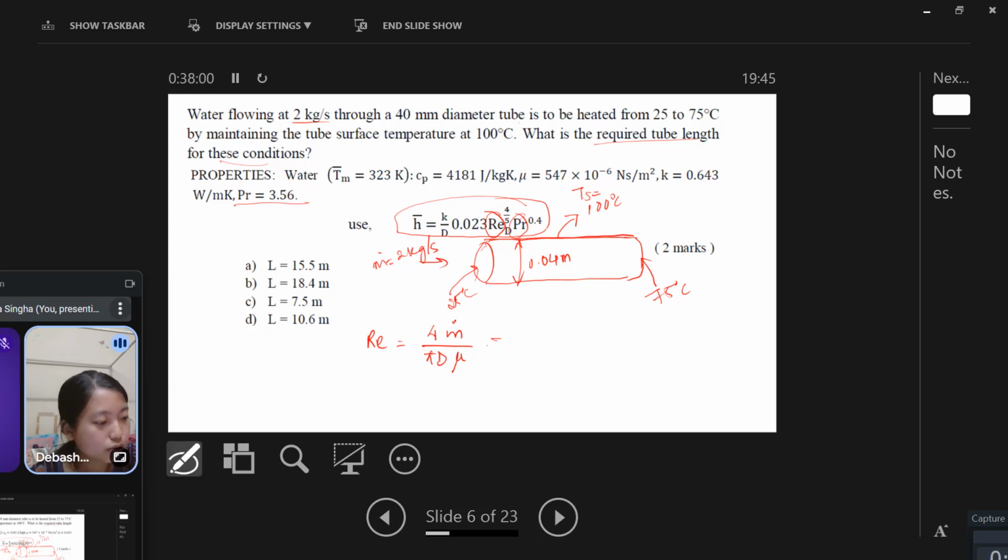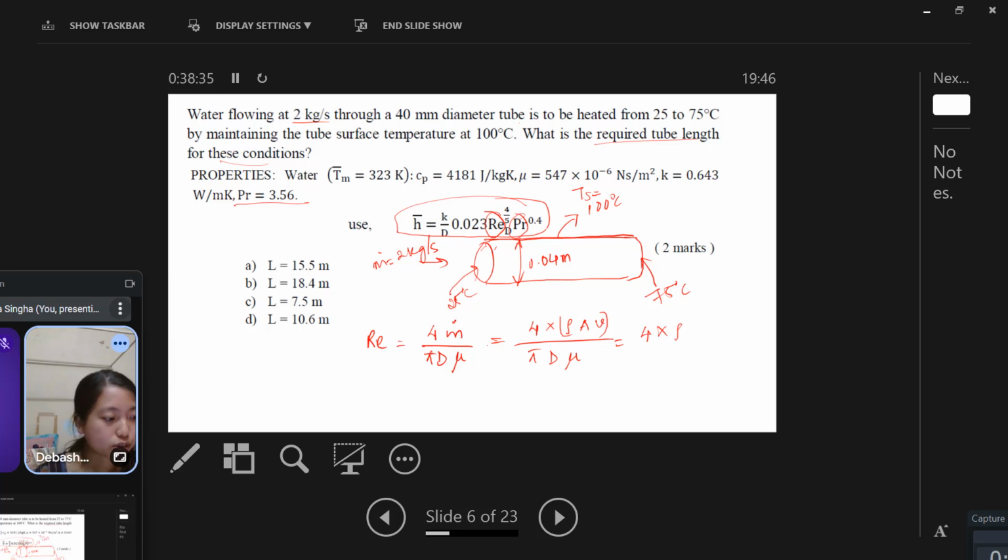Usually, if you expand it, how much will it come? M dot is rho into A into V, right? So this is 4 into rho into A, divided by pi into D into mu. A is the cross section here, because you are taking the volume, density into volume. So you need to take the cross section.